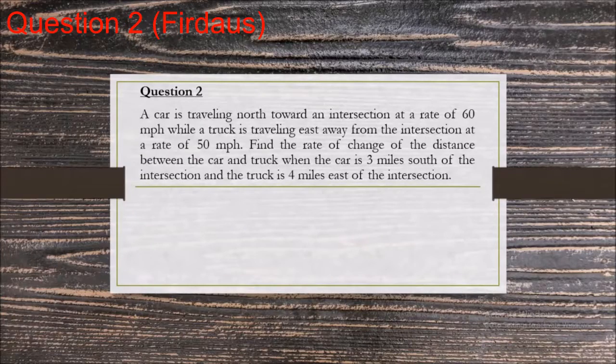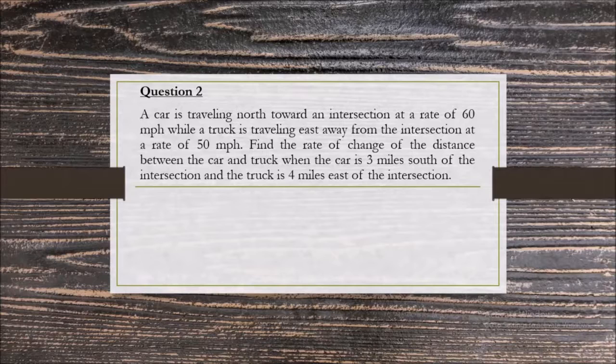Question 2. A car is travelling north toward an intersection at the rate of 60 miles per hour, while a truck is travelling east away from the intersection at the rate of 50 miles per hour. Find the rate of change of the distance between the car and truck when the car is 3 miles south of the intersection and the truck is 4 miles east of the intersection.